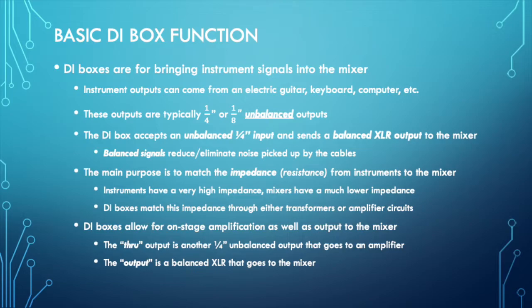So a balanced 1/4-inch cable has 3 conductors, two conductors and a ground, and an unbalanced just has 1 conductor and a ground. And so the output from one of these instruments is going to be a 1/4-inch unbalanced output, or in the event of a computer, your laptop would be its headphone jack. That oftentimes is a balanced output, your headphone jacks, because it's carrying both a left and a right signal.